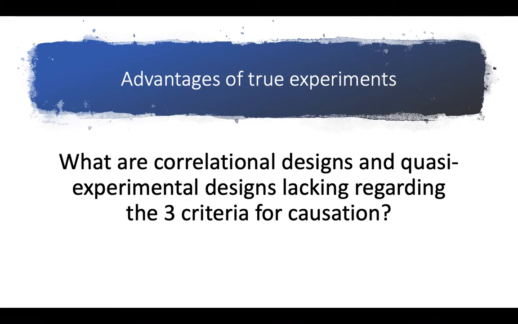Let's talk about some of the advantages of true experiments. What are some things that correlational and quasi-experimental designs are lacking? Well, with correlations, we can't really control anything. We're simply assessing the degree of a relationship between 2 observed variables. For quasi-experimental, we're observing naturally occurring groups, and again, we're not controlling or manipulating really anything. So the biggest advantage of true experimentation is control, which is directly related to our 3 criteria for causation.